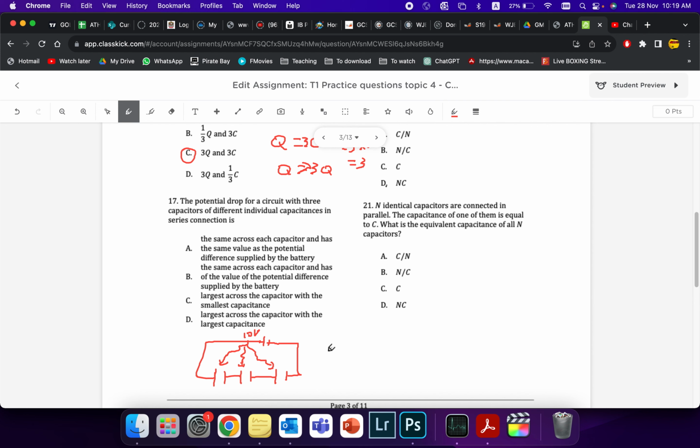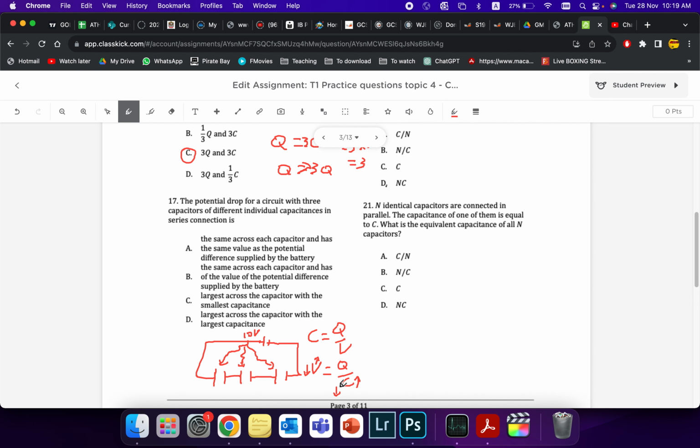Q equals CV, again, rearranging. C equals Q over V is not what I'm looking for. I'm trying to find V. V equals Q over C. So now, looking at this, if I have a big capacitor, my V will be less. If I have a small capacitor, my V will be more, because it's going to be harder to hold the same amount of charge on a small capacitor.